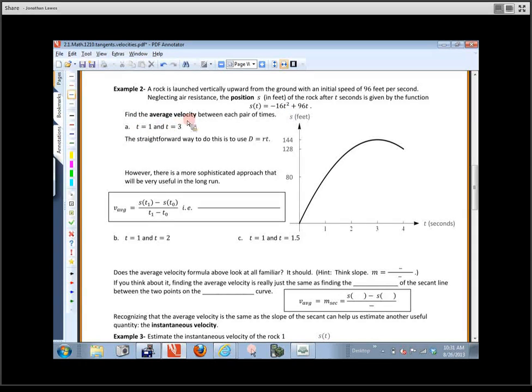Here's what we've got. Find the average velocity between each pair of times. Average velocity is going to be in feet per second. How fast is it traveling on average? So here's what we're going to do. If I plug in a 1, I end up with minus 16 plus 96. So at 1 second, it's 80 feet off the ground.